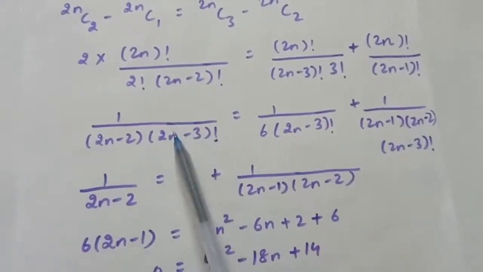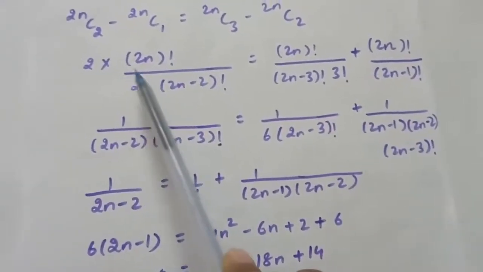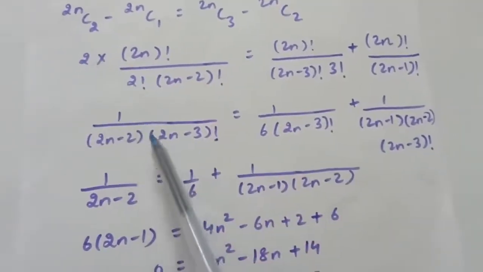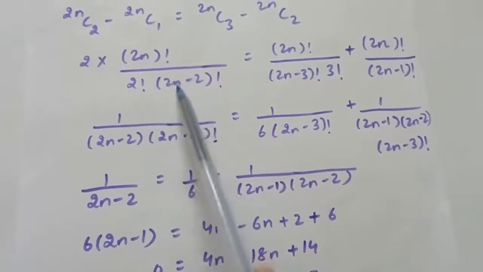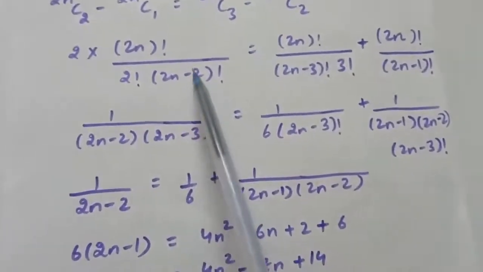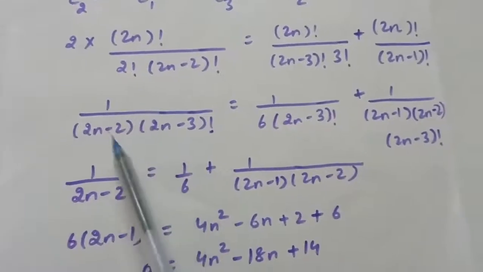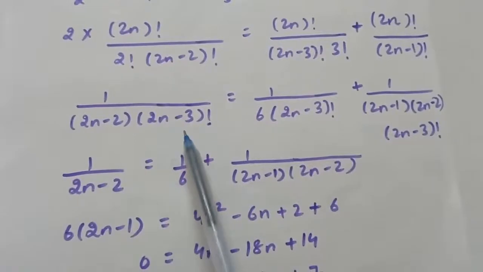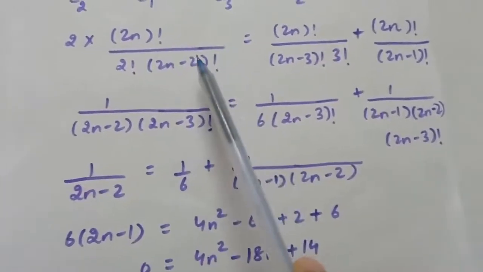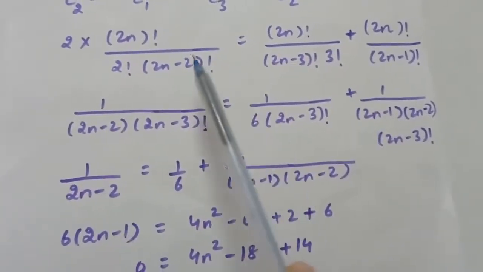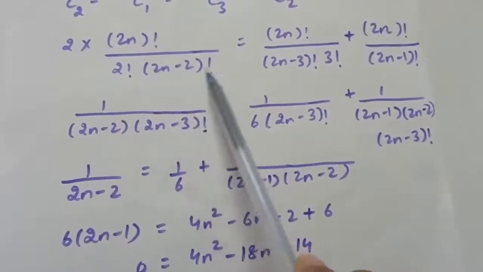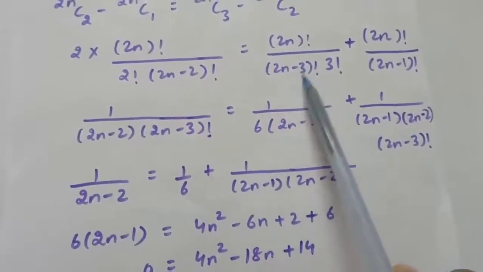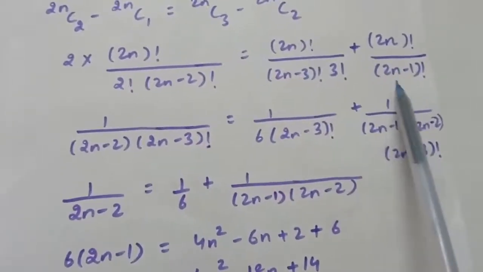So cancelling 2n factorial, also this 2 factorial is 2. So 2 gets cancelled with this 2. So you are left here with 1 upon 2n minus 2 factorial, but writing this as 1 upon 2n minus 2 into 2n minus 3 factorial. See why we are doing this? Because in the denominator we can see that here it is 2n minus 2 factorial, here it is 2n minus 3 factorial, here it is 2n minus 1 factorial.